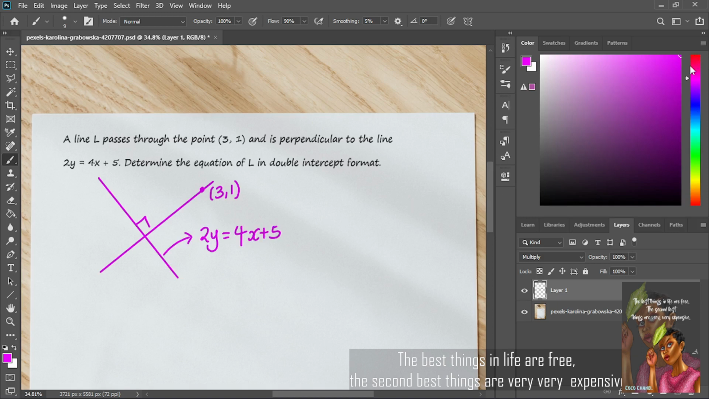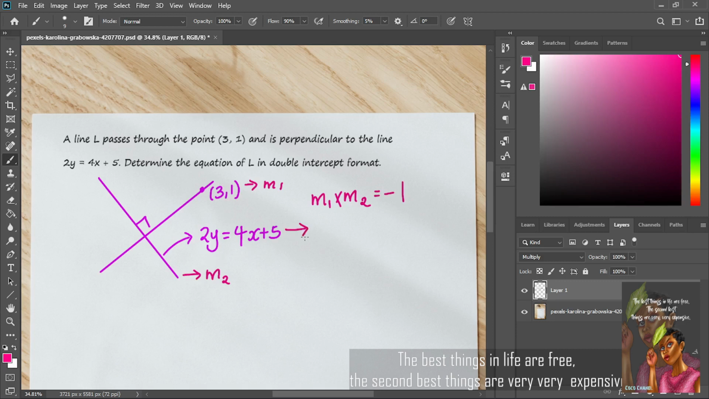So one thing we should know about perpendicular lines is that if the gradient of this first line is m1 and the gradient of this second line is m2, when you take m1 and multiply by m2, that is going to be -1. So I can easily get the gradient m1 if I know the one for m2.